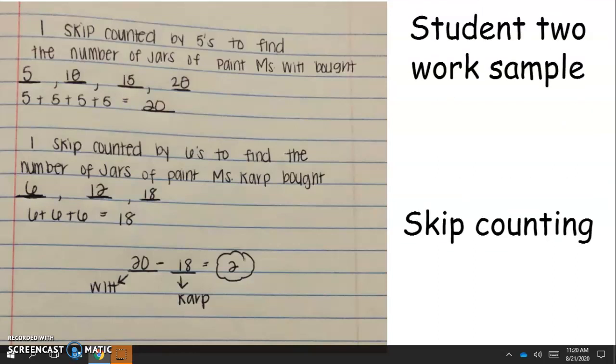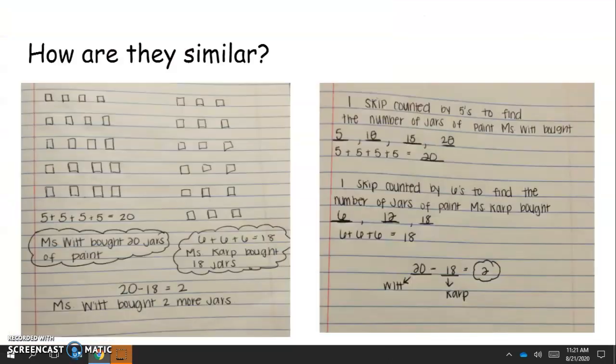This student used skip counting as a strategy. This week, we're going to be using repeated addition or multiplication to solve our problems. But that does not mean that skip counting and arrays cannot be used. Take a moment to think, how are these two student work samples similar? Pause the video at this time and write down 2 ways that they are similar and 2 ways that they are different.